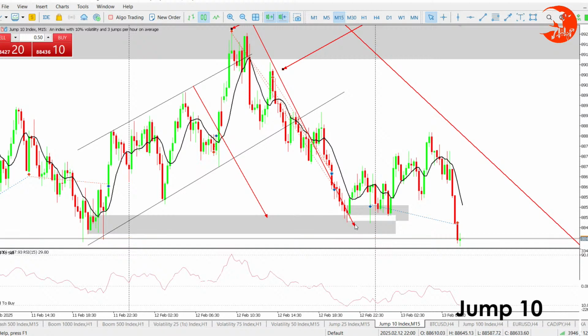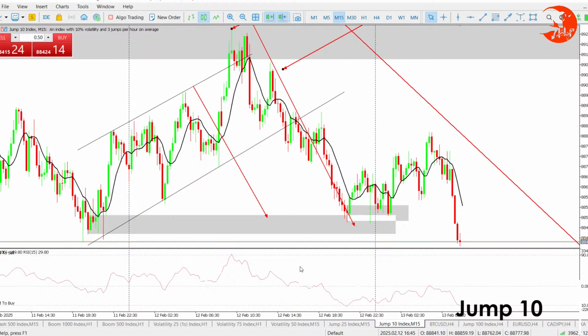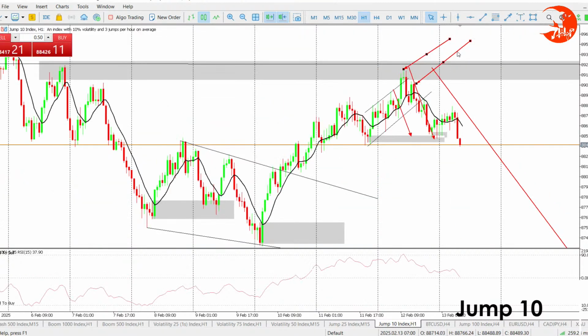Of course, it came and hit TP, but I had already made enough money, so I closed. I didn't wait for that TP to be reached. So anyone who took this Jump 10, congrats, you made enough money. I think you could have even made enough money for like a week, depending on your daily target.